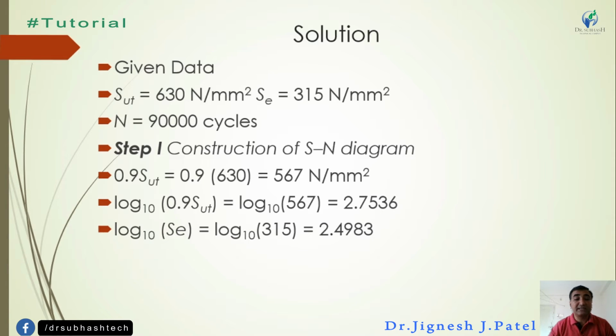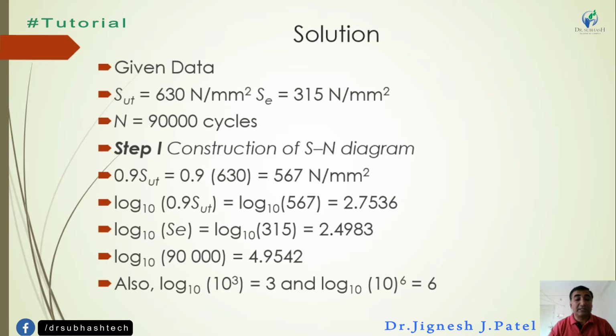Now find out the log SE. The value of SE is 315, so the value is 2.4983. Now log N, where N is equal to 90,000, so the value is 4.9542. Log 10 raised to 3 is equal to 3, and log 10 raised to 6 is equal to 6.